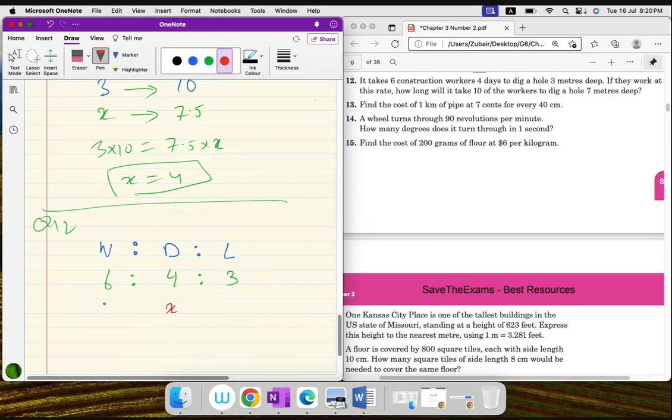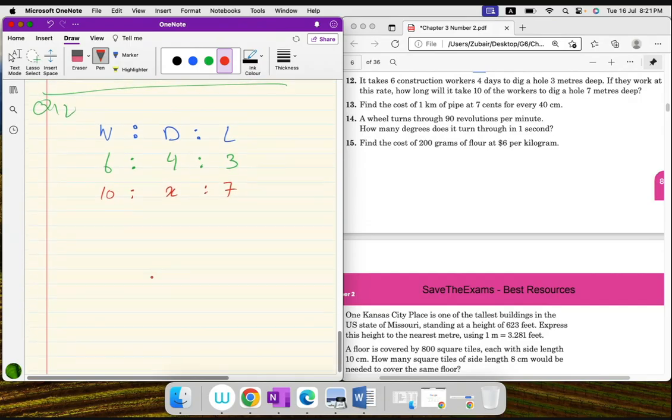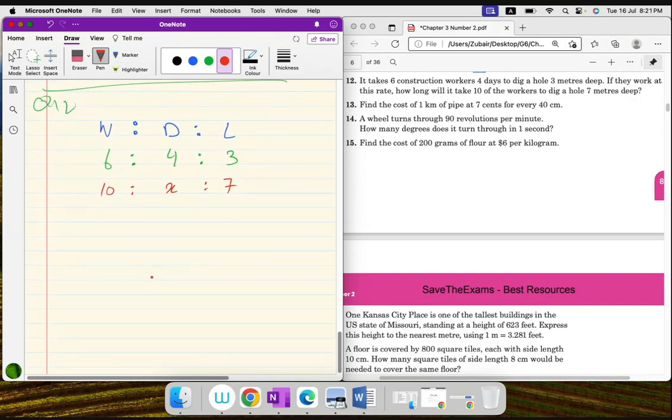I did the same method. 10 workers and depth needs 7 meters. Now when you make a link between them, never ever look at the numbers. They're always confusing. Just look at workers and days. Are workers and days directly or inversely proportional? Inversely proportional. So we will multiply this way, right?